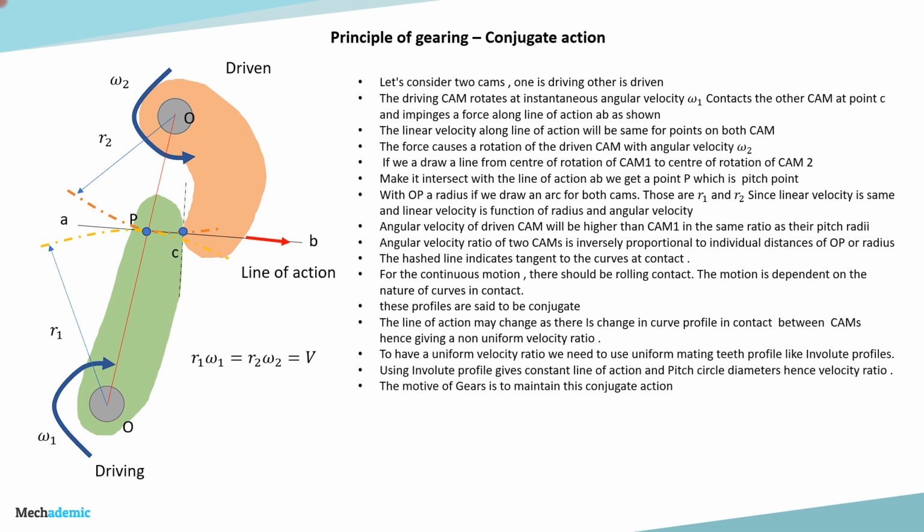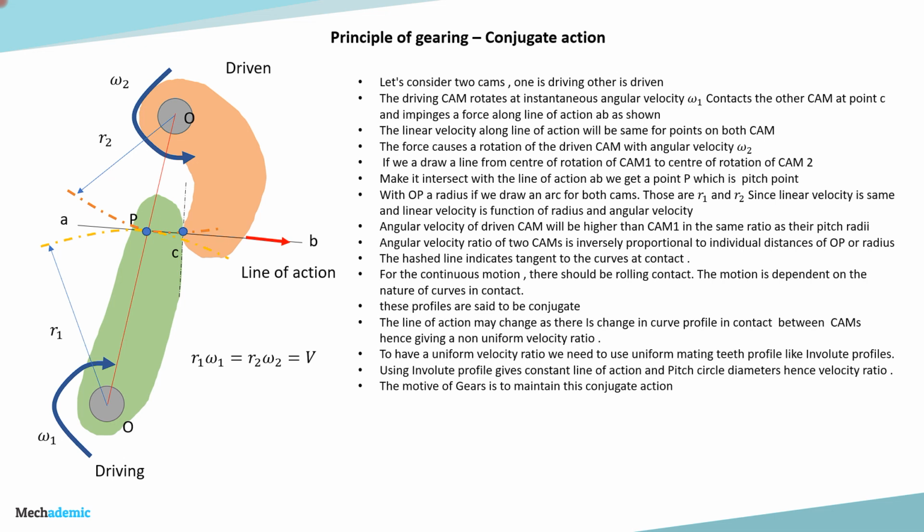Now with OP as radius for R1 and R2, we create an arc with the radius R1 and R2 and write the linear velocity function as a function of radius and angular velocity, which is over here R1 omega 1, R2 omega 2. So the angular velocity of the driven cam will be higher than cam 1 in the same ratio as per the pitch radii.